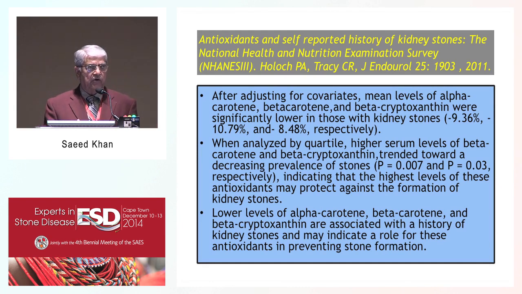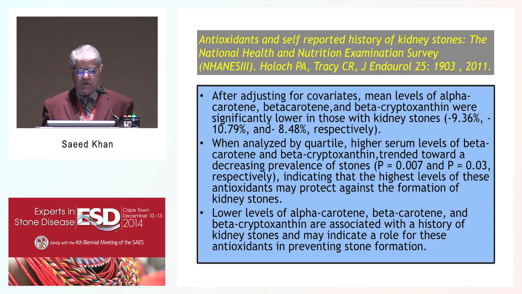Then the other source of information about the involvement of reactive oxygen species is a study that came out in the Journal of Endourology in 2011. They were looking at antioxidants and self-reported history of kidney stones, using NHANES, so you know there are thousands and thousands of patients in this group. After adjusting for covariates, mean levels of alpha carotene, beta carotene, and beta cryptoxanthin were significantly lower in those with kidney stones.